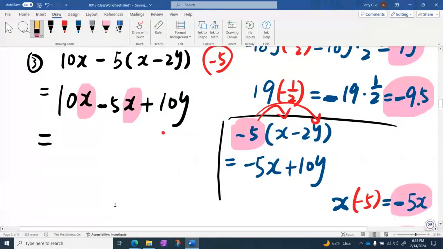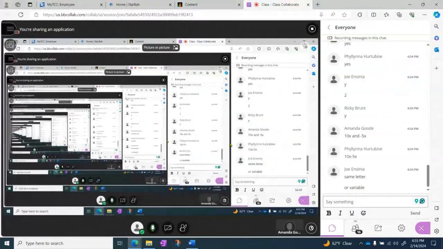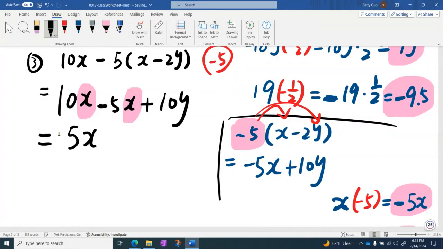Okay, so we see 10x and 95x, they are like terms. We are able to combine them. Same letter or variable. Exactly. Thank you, Jill. 10x minus 5x. Perfect. And we can combine them. How do we combine them? What's the result after we combine them, 10x minus 5x? 5x, right? And then bring down the 10y.